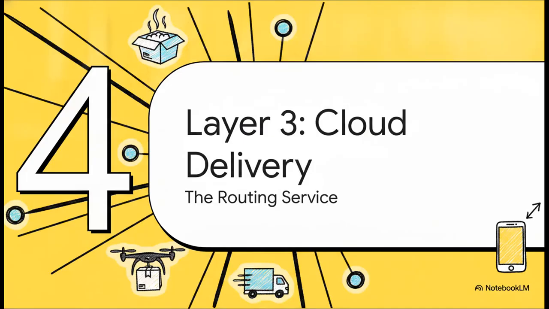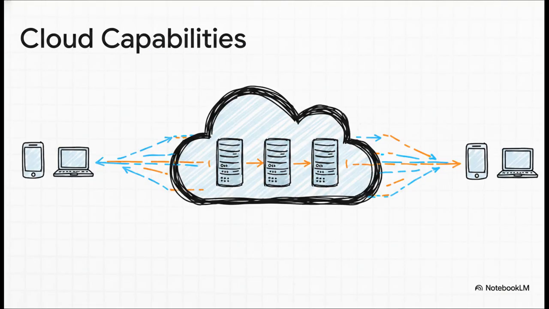Next up is Section 4, Layer 3, Cloud Delivery. This is the routing service. Let's see how all of this builds into a network that brings the cooked meal right to your digital door. I mean, you aren't downloading a massive AI supercomputer onto your personal laptop, right? Instead, cloud platforms host the intelligence remotely and securely route your requests back and forth in milliseconds.